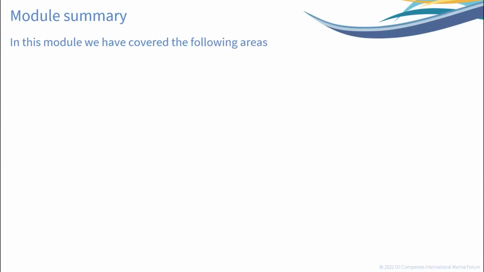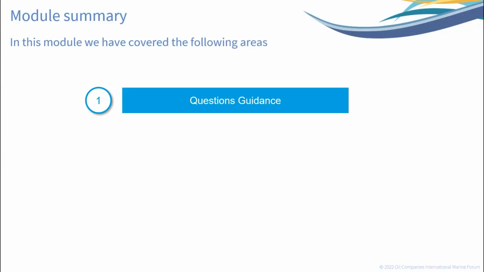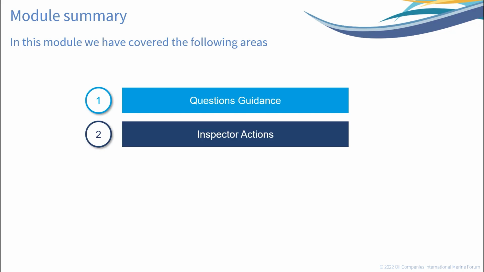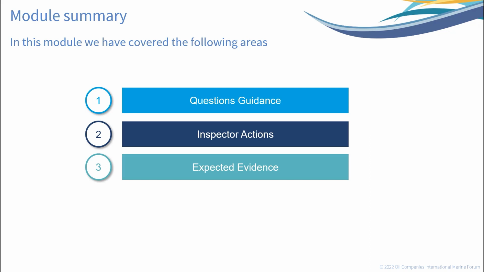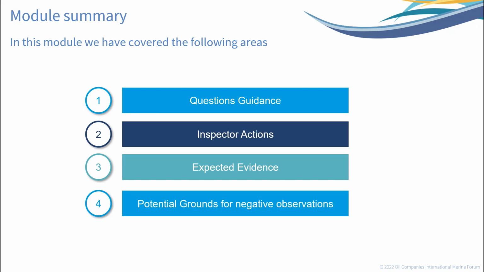These included the guidance provided with each question, the actions that the inspector is expected to take, the evidence expected to be submitted, and the potential grounds for negative observations.